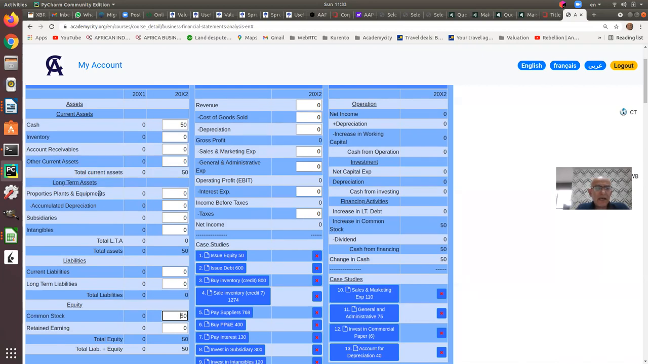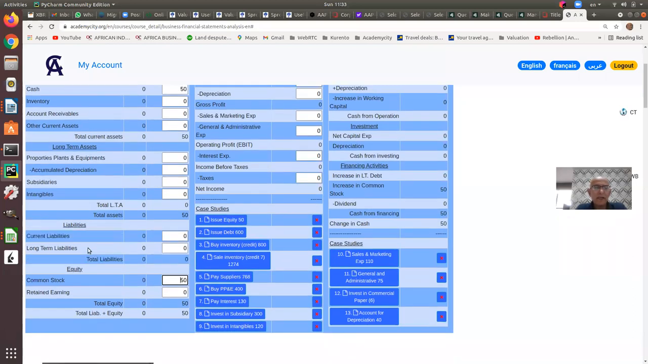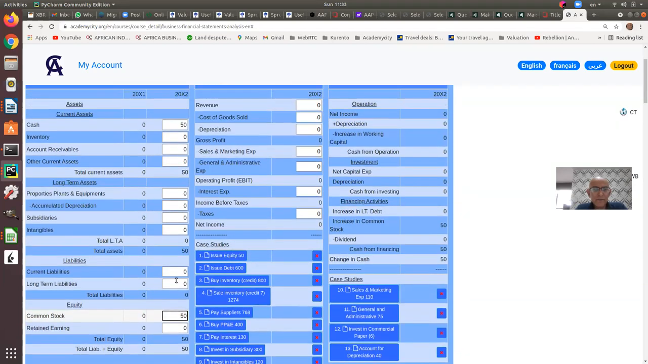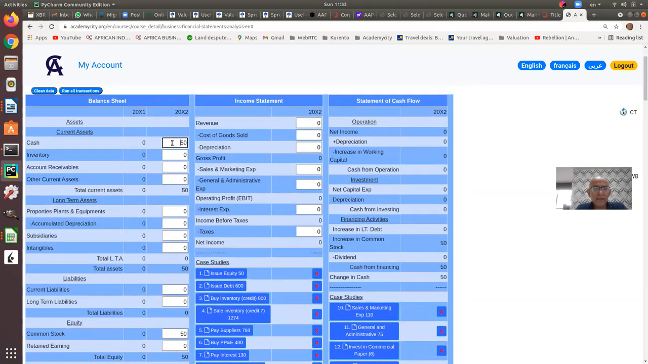Long-term assets are assets that the company is buying that are going to last in the company more than a year. Liabilities: we have current liabilities, which are liabilities I'm going to pay next year. Long-term liabilities are liabilities we're going to pay in more than a year. And then we have the equity. Here I made the first transaction. I issued stock and I collected cash. We learned that last time.